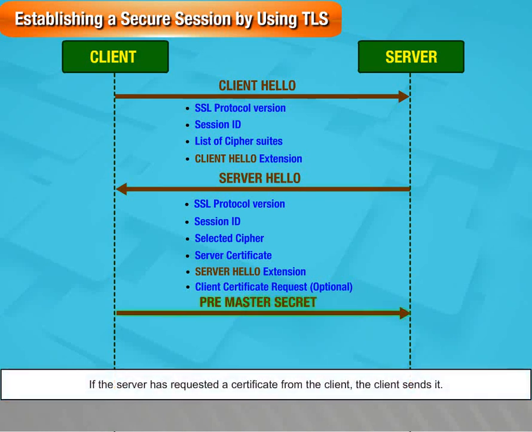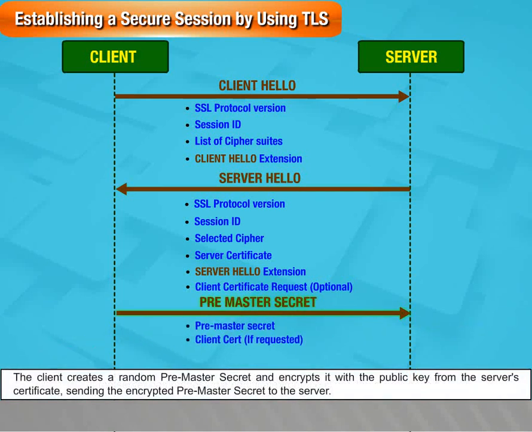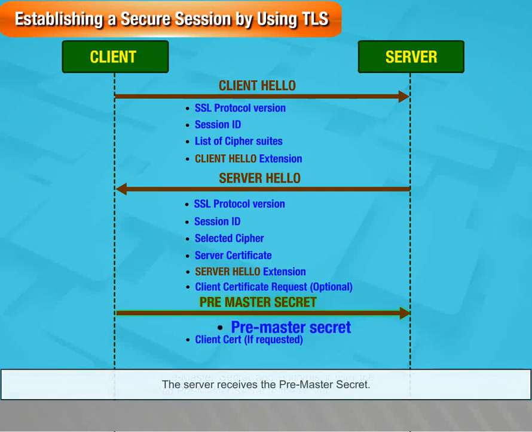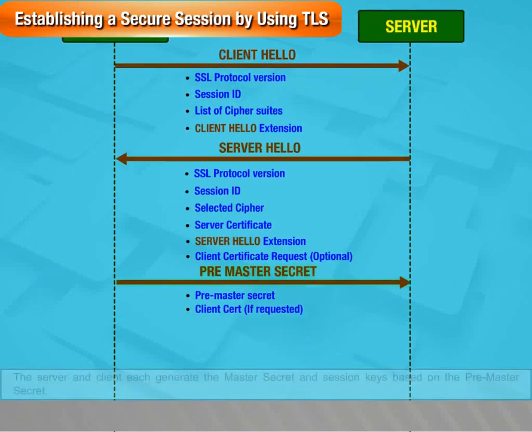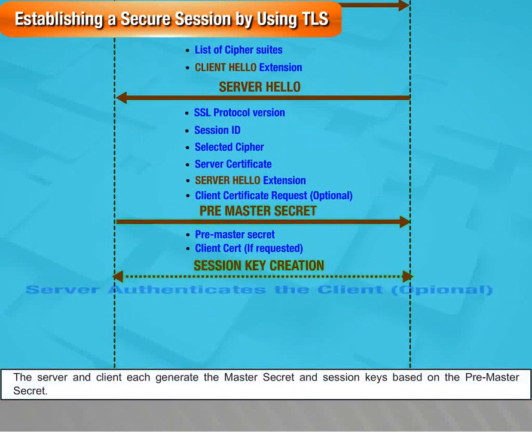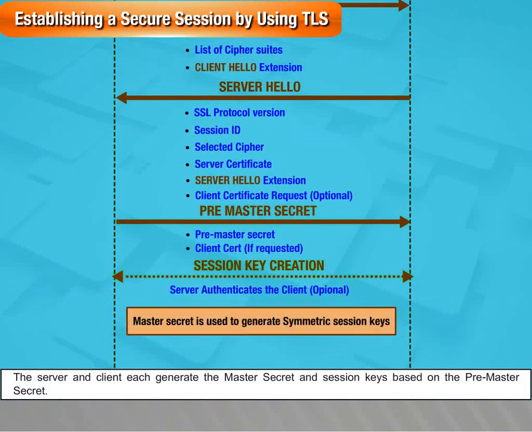If the server has requested a certificate, the client sends it. The client creates a random pre-master secret and encrypts it with the public key from the server's certificate, sending the encrypted pre-master secret to the server. The server receives the pre-master secret. The server and client each generate the master secret and session keys based on the pre-master secret.